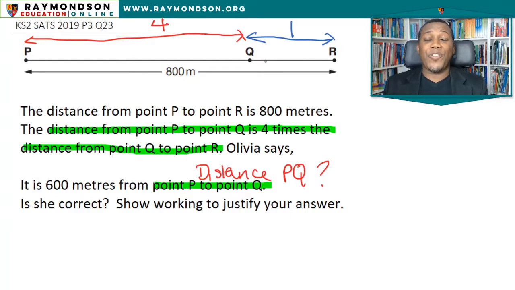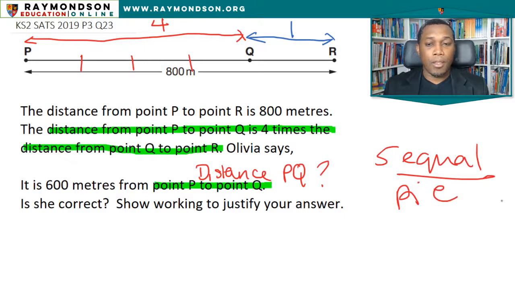You have to cut the line into 5 equal pieces, where one piece is QR, and then PQ has to be cut into 4 pieces. Each piece is the same length as QR. So the line is cut into 5 equal pieces. Definitely not drawn to scale, but 1, 2, 3, 4, and 5. Let me write it down. It's 5 equal, very important, equal pieces. QR is 1 piece.